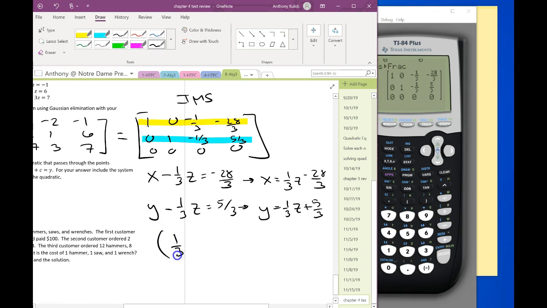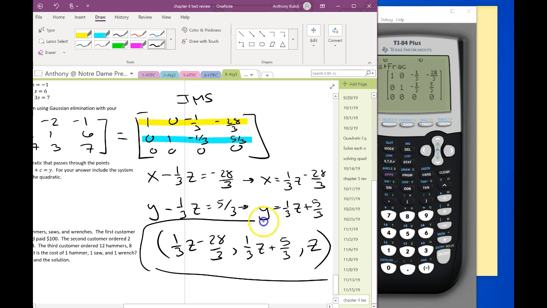Well, I'm getting my general form. So for x, I'm going to write 1/3 z minus 28/3. And for y, I'm going to write 1/3 z plus 5/3. And then z will be my independent variable. So this is the general form solution for that infinitely many. That was all for 16, yes.